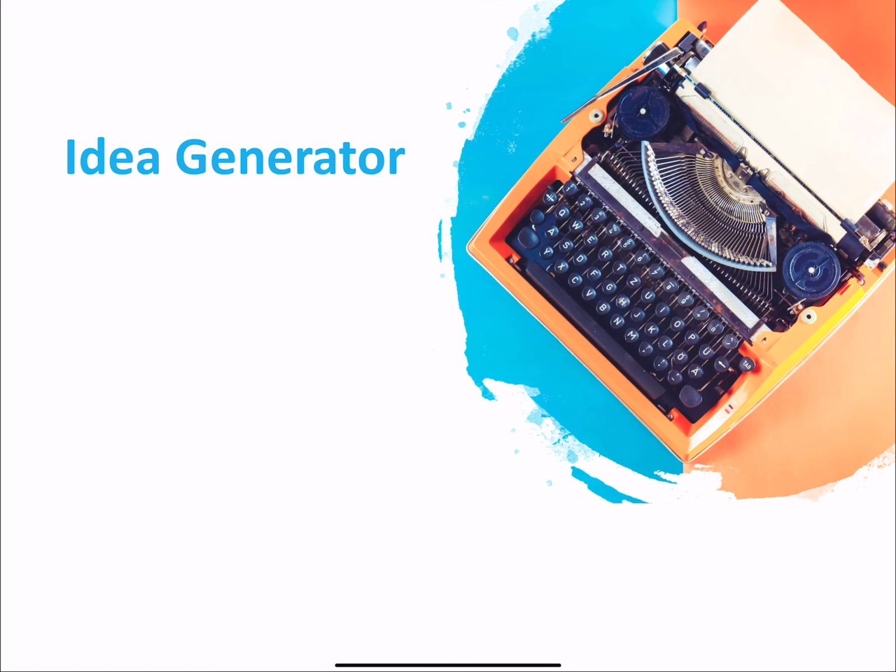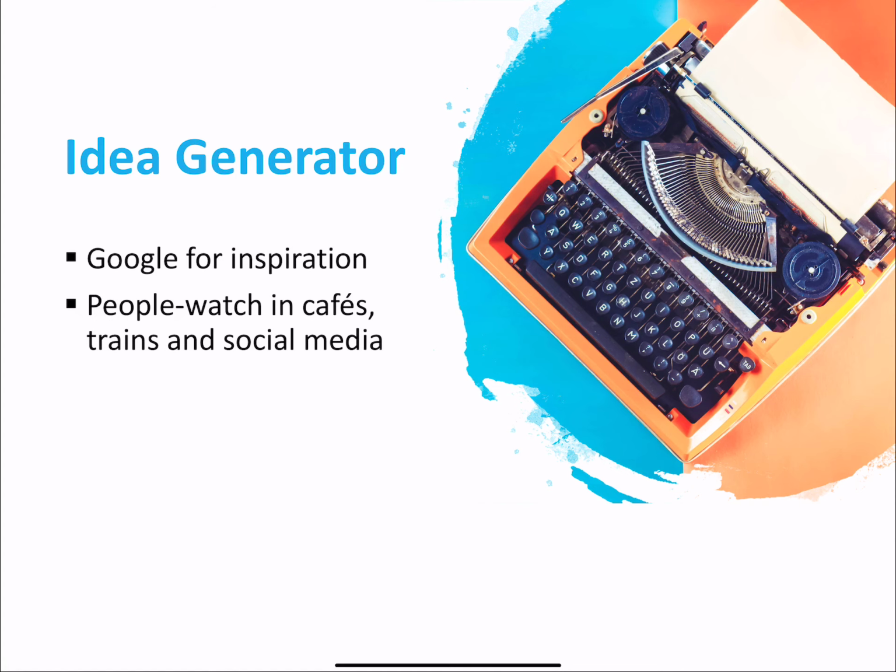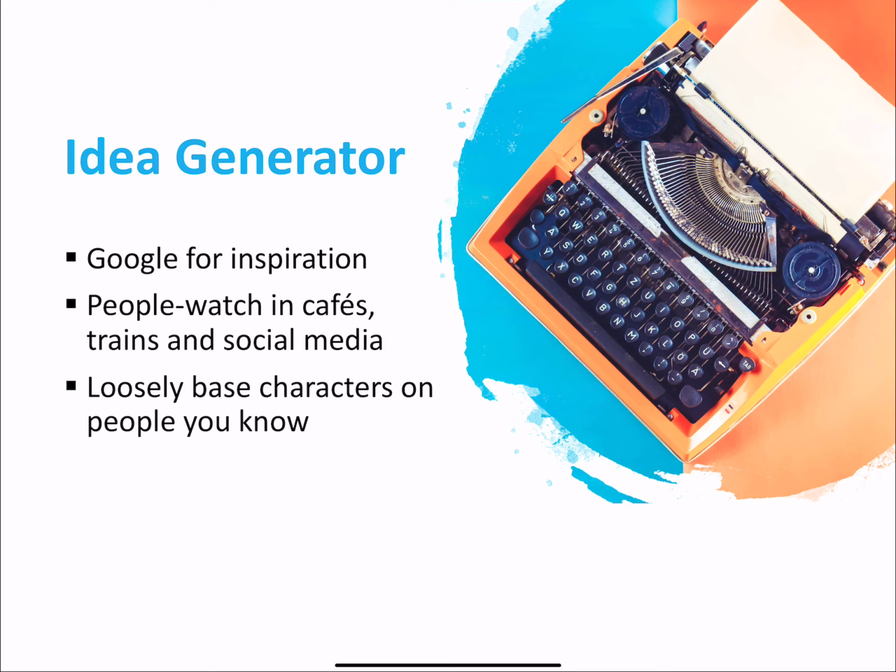Now, if you're struggling to come up with any of your own ideas, just head to Google Images, search for, say, an old man, pick one you like, give him a name. We can think about characteristics later on, but for now we just want to invent 5 different people. You can also get inspiration when you're out and around, whether you're in a cafe or on a train, or you can go to social media, get some ideas there. You can even base a character loosely on somebody you know.